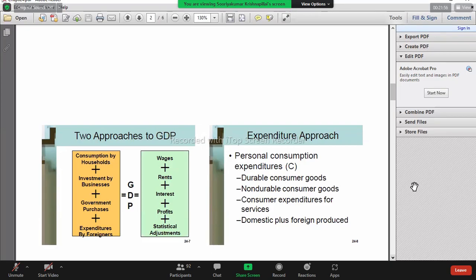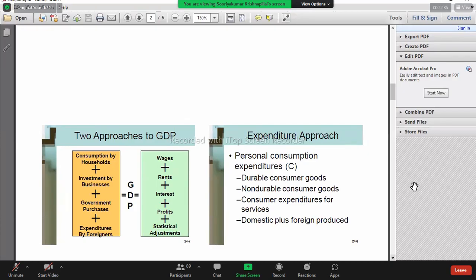So if we sum up all these, that gives the value of final goods and services produced within the country in a particular year. Now the income approach: the households supply all the resources, the factors of production. For that they get income. For labor, they get wage. For land, they get rent. For capital, they get interest. For their managing ability, they get profits.